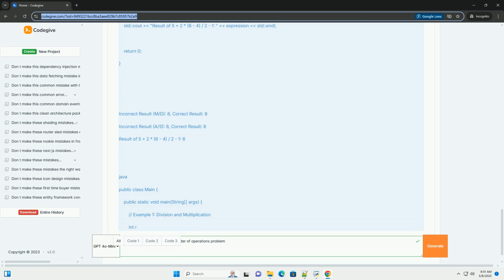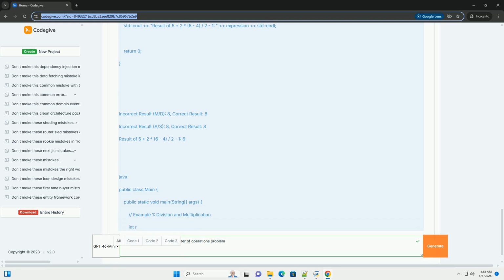Understanding operator precedence tables. The key to avoiding order of operations errors is to understand the operator precedence table for your specific language. These tables define the order in which operators are evaluated. Here's a simplified version of the precedence table for Python, highest to lowest. Operator, description, associativity. Parentheses, left to right.